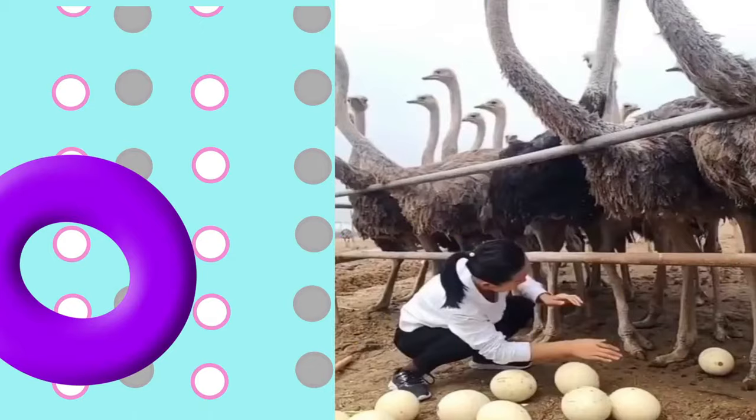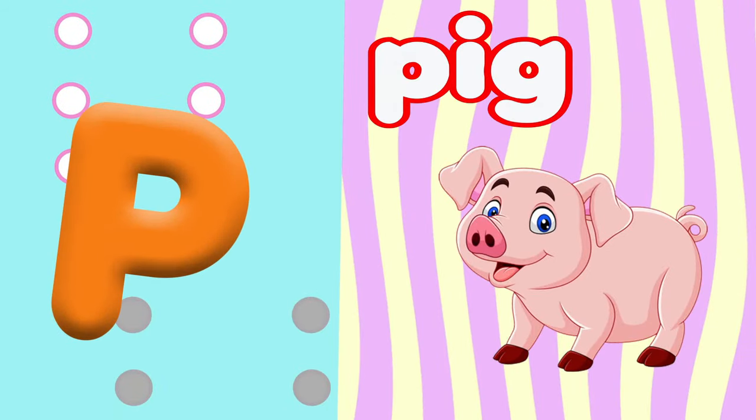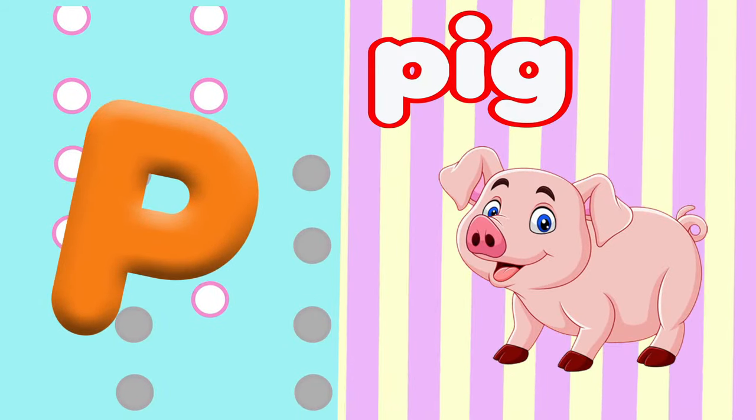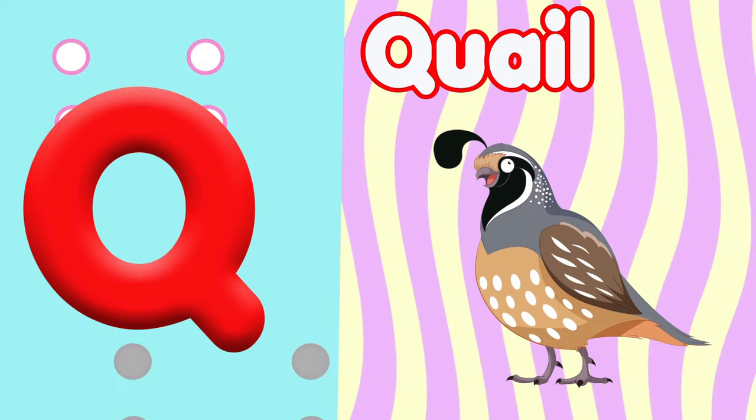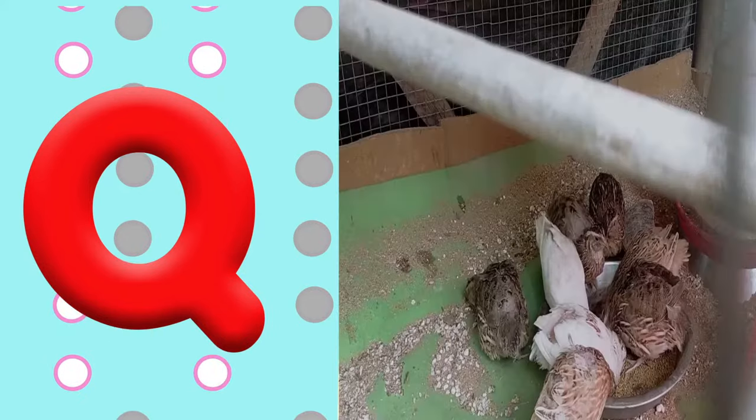P is for pig, p, p, pig. Q is for quail, k, k, quail. R is for rhino, r, r, rhino.